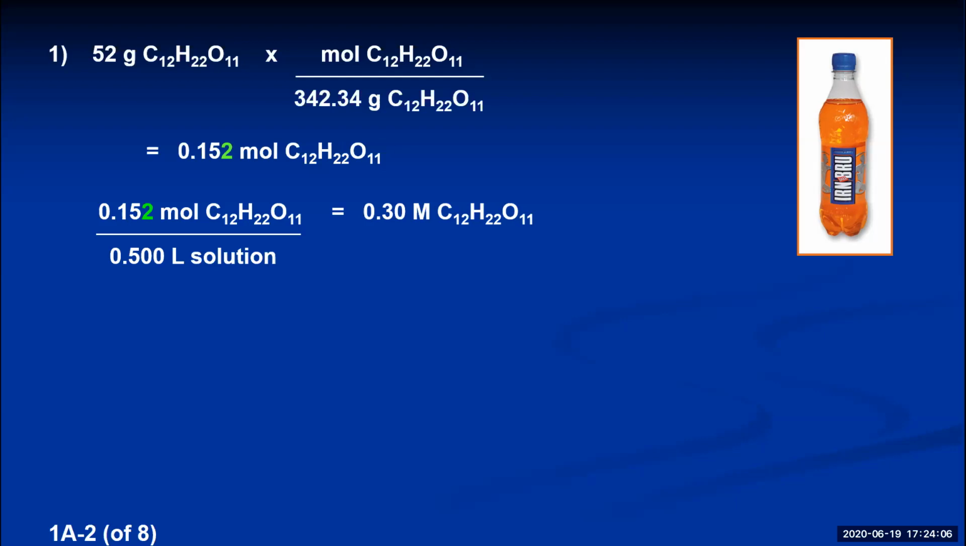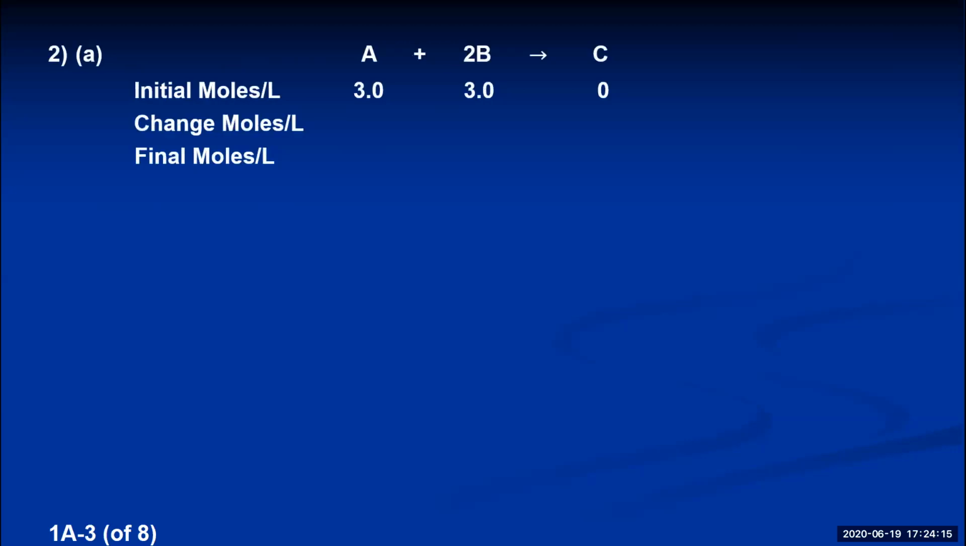Number 2, complete an initial, change, and final molarity table for each of the following reactions. We're going to assume these reactions go to completion. And in part A, we're given 3.0 molar of A, 3.0 molar of B, and we want to find out what's going to be in the container at the end of the reaction. You have to determine which of the two reactants, A or B, get completely reacted away.